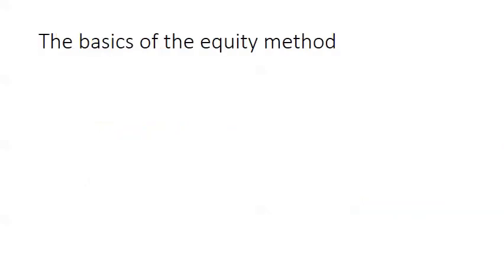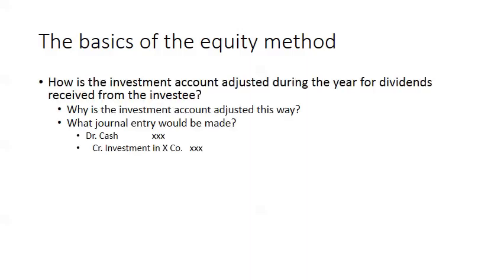Let's review the basics of the equity method, and you actually learned most of this in Intermediate 2. First of all, how is the investment account adjusted during the year for dividends received from the investee? We're the company buying another company. We're called the investor. The company we're investing in is called the investee. Why is the investment account adjusted this way? We decrease the investment for dividends declared. So the journal entry is debit cash, credit the investment. Notice a credit means that we're decreasing the investment account.